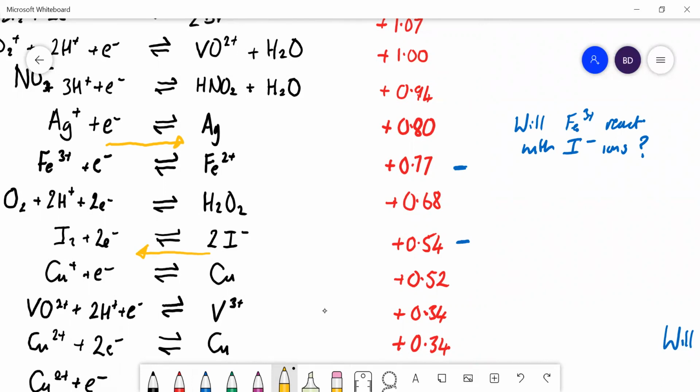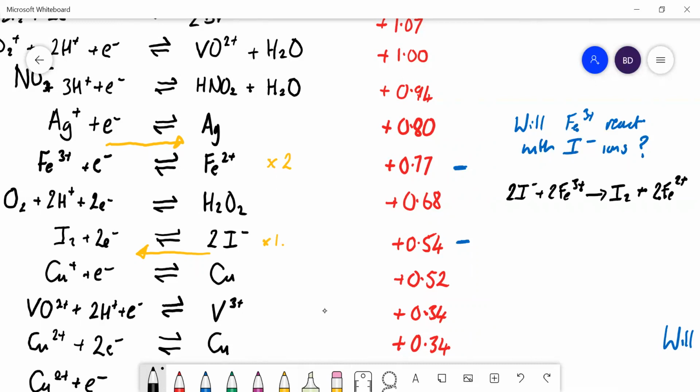So if we write down the overall equation for that, we're going to have to multiply that one by 2, because that's only one electron and this one has got 2 electrons in it. So the equation there would be 2I- + 2Fe3+ goes to I2 + 2Fe2+. So you can see the iodide ions would reduce the Fe3+ ions to Fe2+, so they would react.